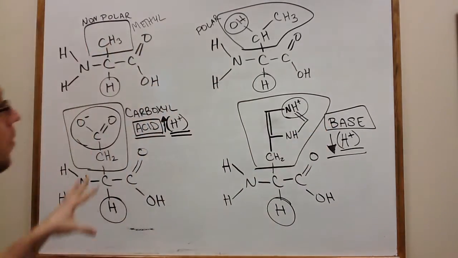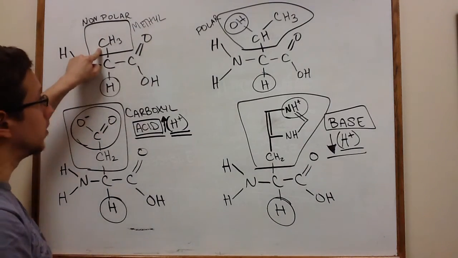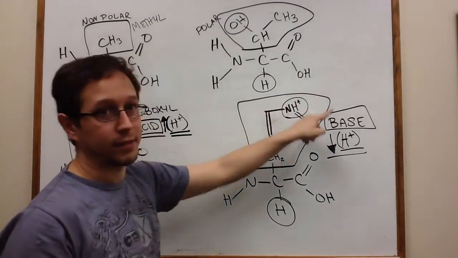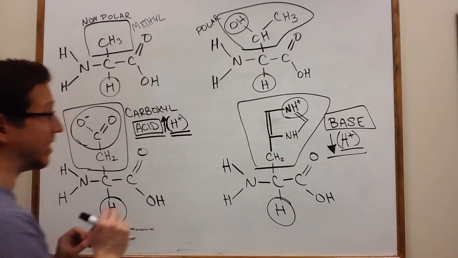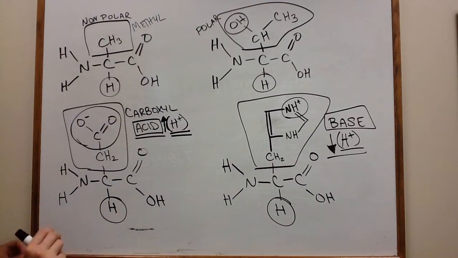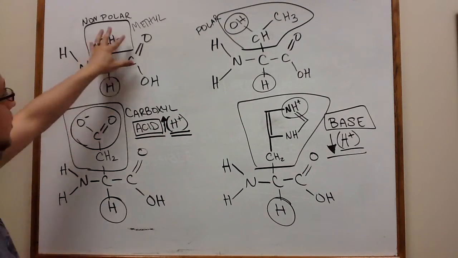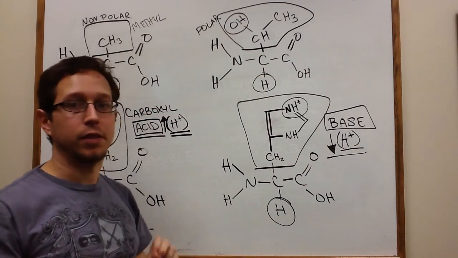So these are the 4 different types of amino acids: nonpolar, polar, acidic, and basic. So we know this now based on what functional groups or what arrangements of atoms we see in the R groups of these molecules.